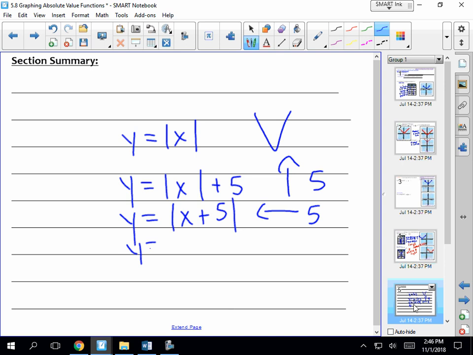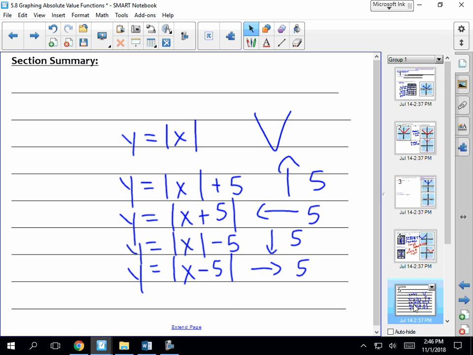And if you wanted to be even more specific, what if it's y equals absolute value of x minus 5? What does it do? Going down. It's down 5. And then the other case would be absolute value of x minus 5, and it would go to the right 5. And so those are your 4 cases for translations of the parent graph y equals absolute value of x. So I said kind of a lot, but you should be able to do them quickly.